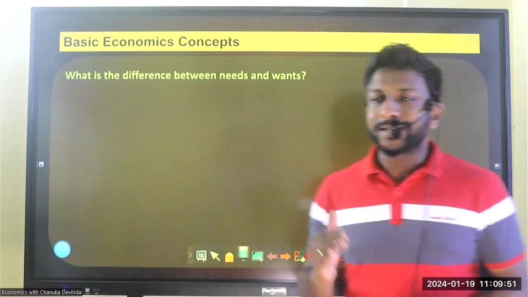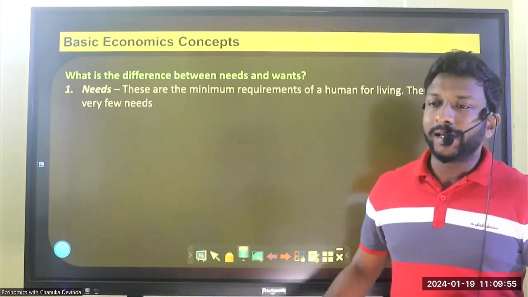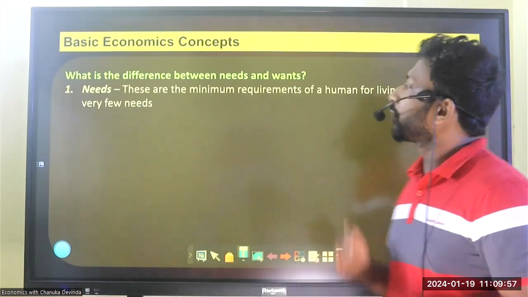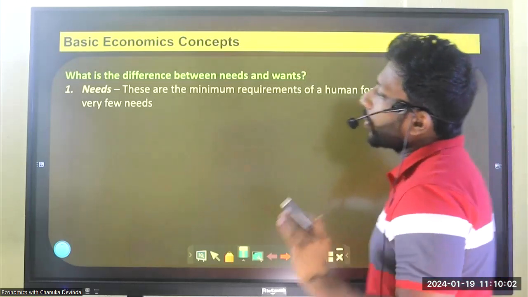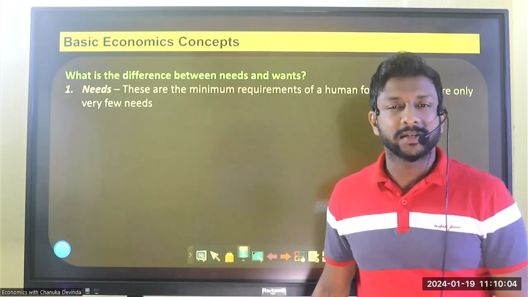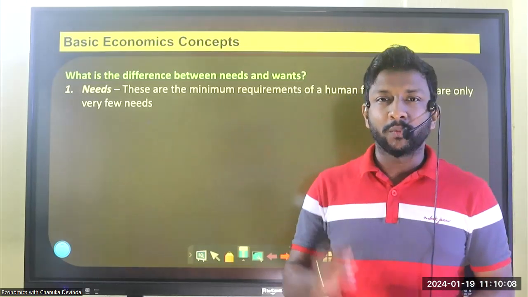Here, what is the difference between needs and wants? First, needs are the minimum requirements of humans for living. There are only very few needs. Those are countable, right? Very few needs.